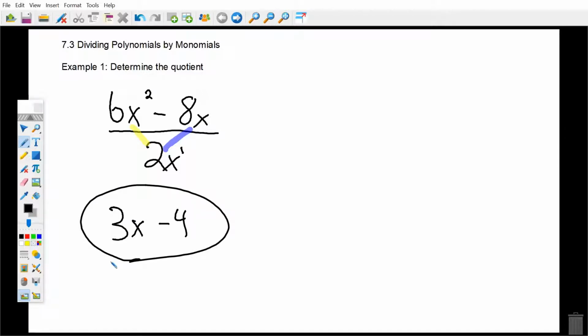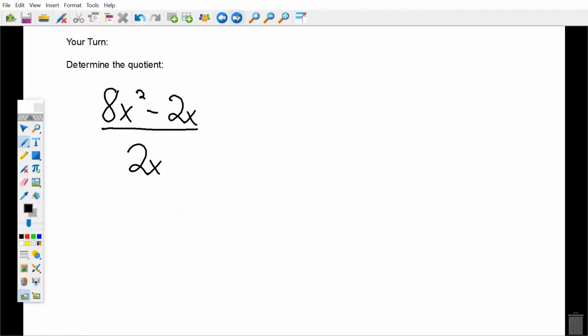So once again, when we are dividing a polynomial by a monomial, we have to divide this bottom part to both terms on the top. Please pause here and try this question yourselves. 8x squared minus 2x divided by 2x.